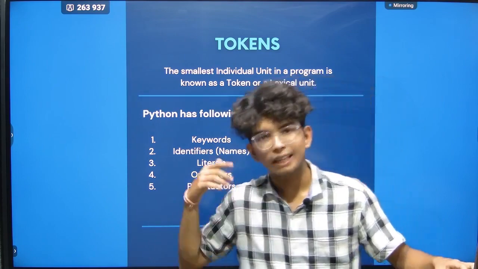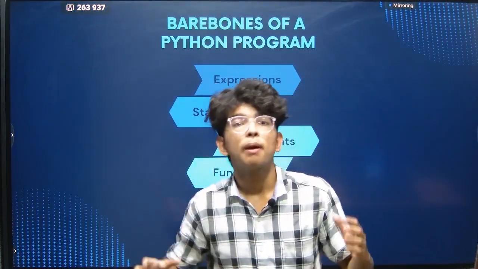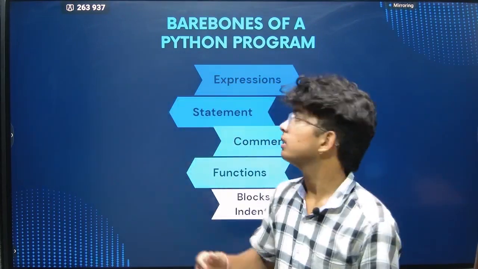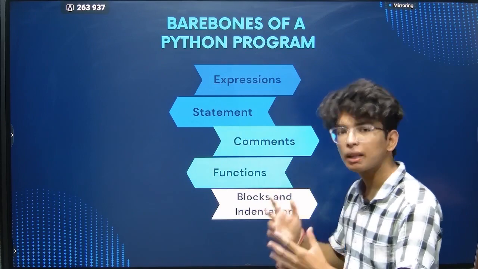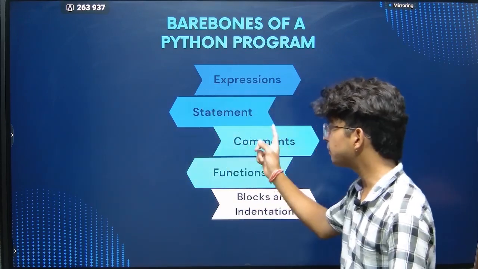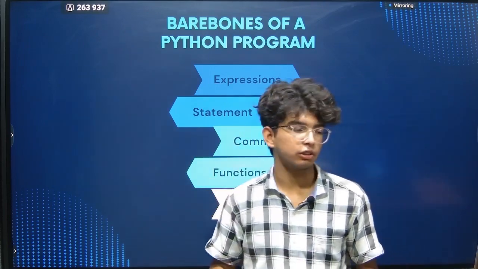Now moving on to the next, we have the bare bones of a Python program. Bare bones, or simply we can say the backbone of a Python program. These 5 things are a must in a Python program. First we have expressions, statements, comments, functions, and block and indentation.